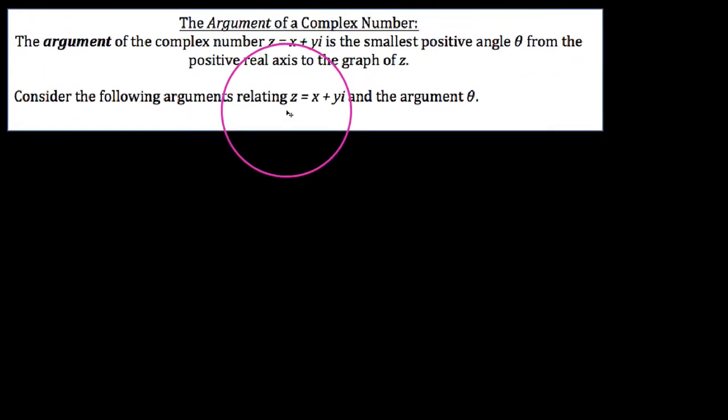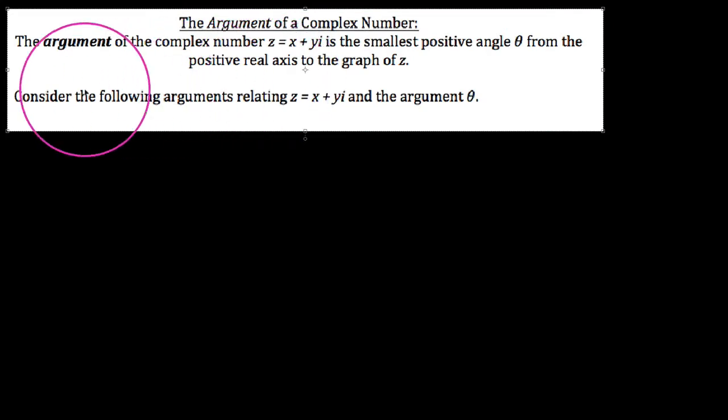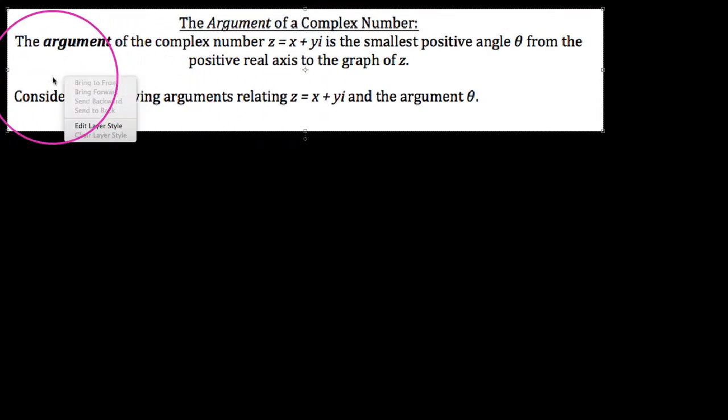Hey YouTube, in this video we're going to be discussing what we call the argument of a complex number in standard form. Okay, so we say the argument of a complex number z, which we usually refer to as some x plus yi, we say is the smallest positive angle theta from the positive real axis to the graph of z. Okay, and so what we want to do is we want to consider this graphically in the first place.